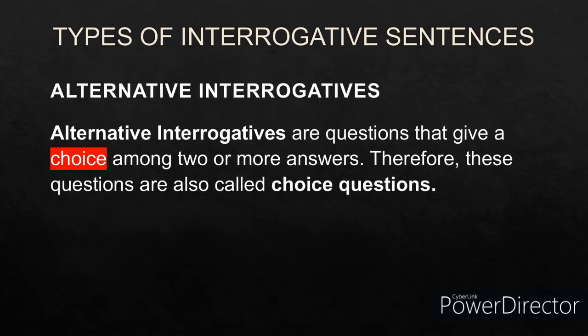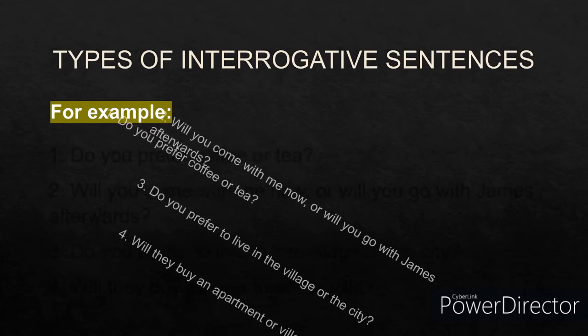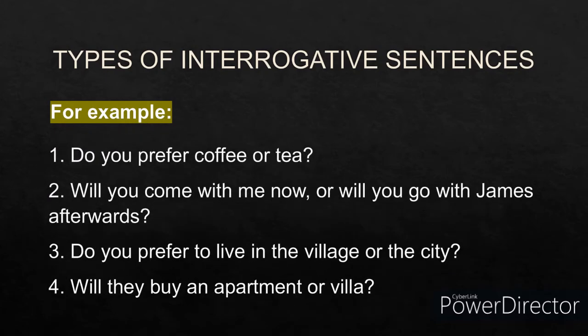The second one is the alternative interrogatives. It is also known as the choice question because it presents you with two kinds of choices. Let us look at the examples. Do you prefer coffee or tea? So it is presenting you a choice, either coffee or tea. Will you come with me now or will you go with James afterwards?